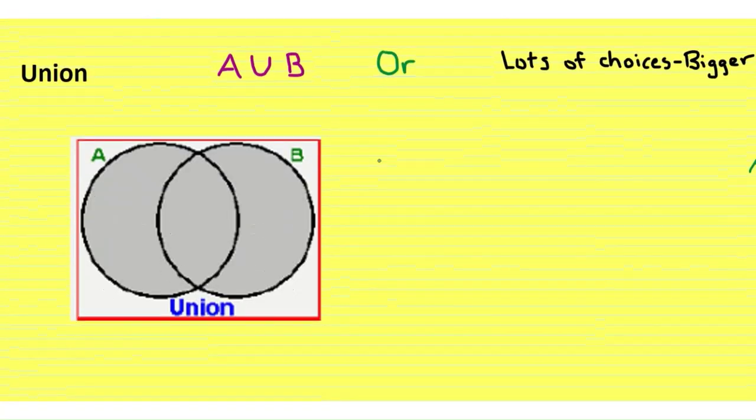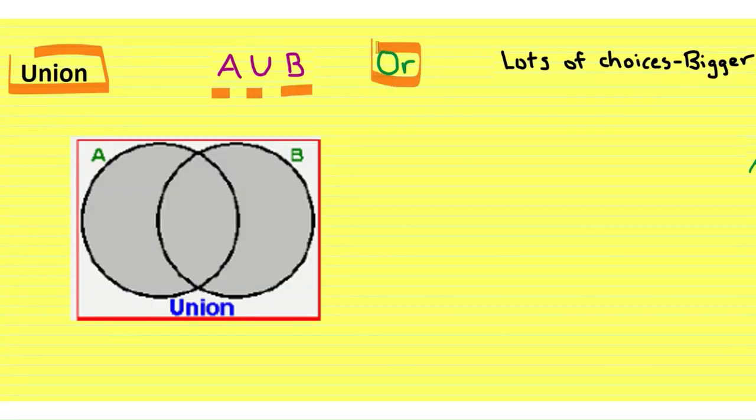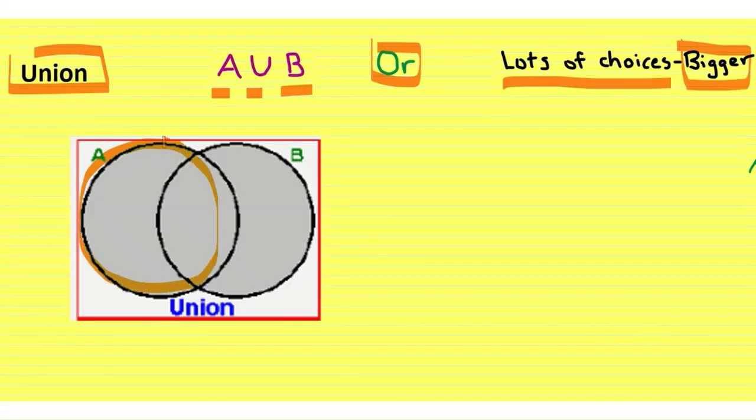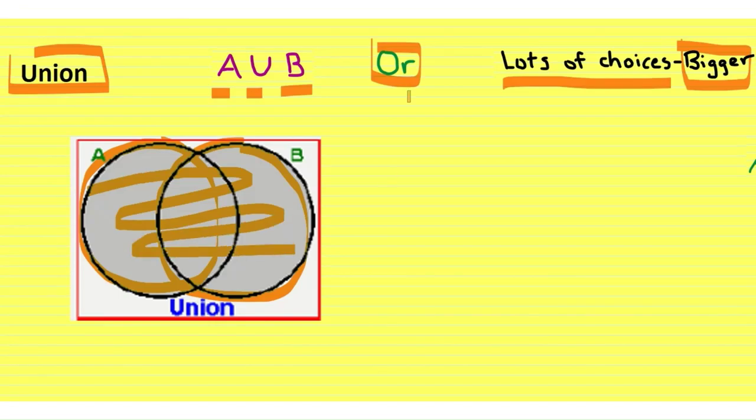Okay, let's also talk about the union of A and B. A union with set B. The key word is or. Or means we have lots of choices. The answer set tends to be a bigger set. And visually you can see if it's or, it's everything in set A and everything in set B. So it's lots and lots and lots of choices.